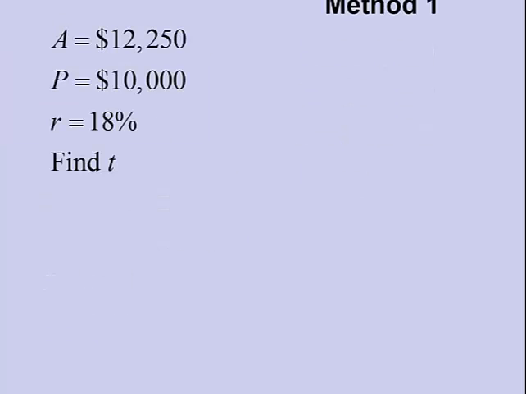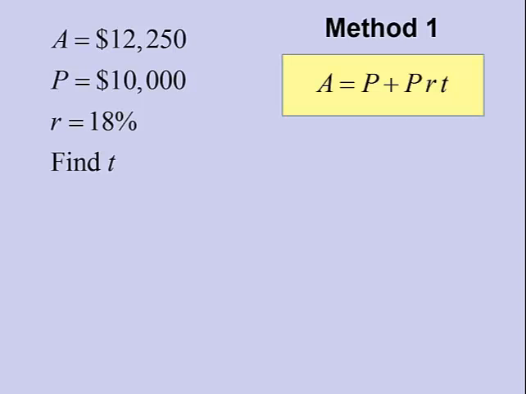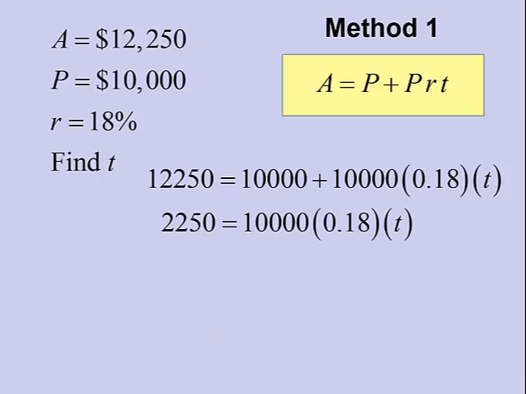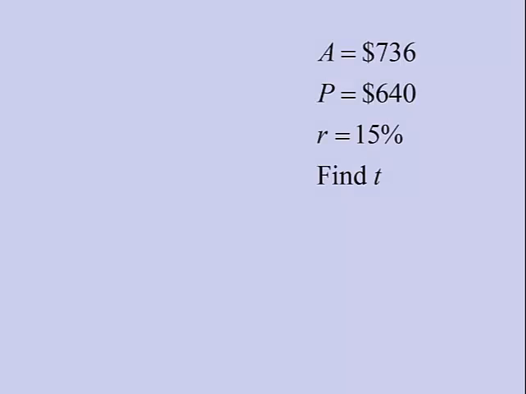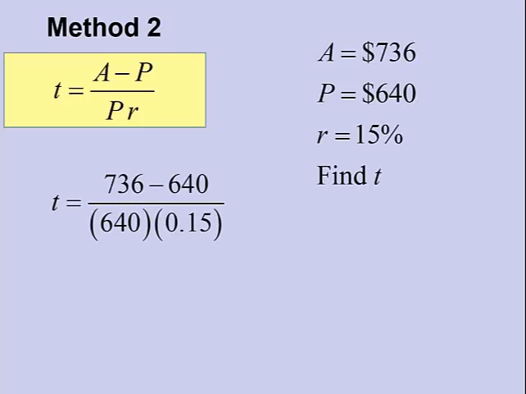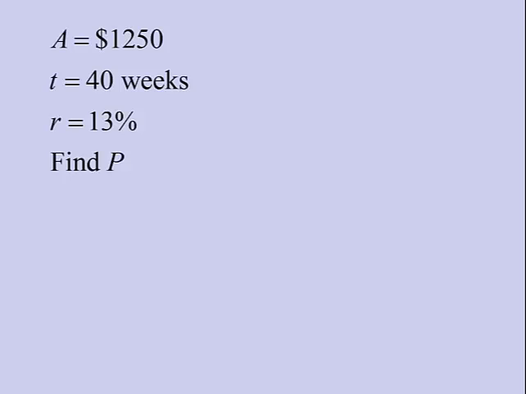For example, to find T, this is the formula off the formula sheet. We put all the numbers in. We do the computations. Subtract 10,000 from both sides. Multiply the 10,000 and the 0.18 together, and then divide by the 1800. The other way is to know the other formula, or have it somewhere, and then plug all the numbers in, type that into the calculator. It'd be nice if we knew those other formulas.